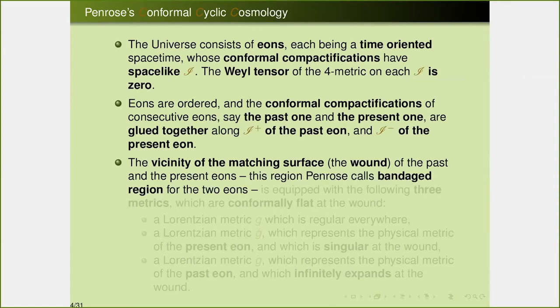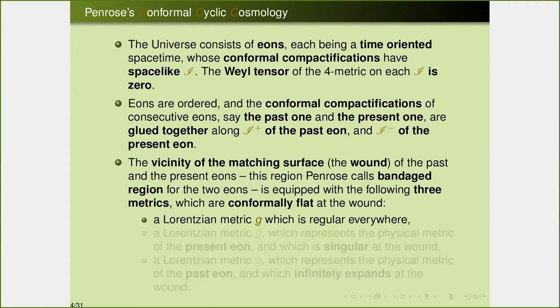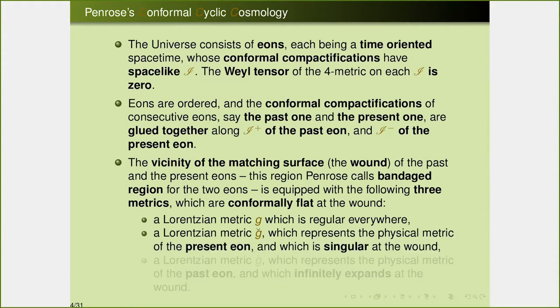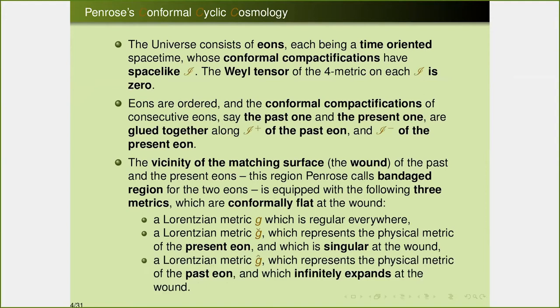This vicinity, this region, which Penrose called the bandaged region for the two eons, is equipped with the following three metrics, which are conformally flat at the wand. There is a Lorentzian metric, which is regular everywhere in the entire region. There is another Lorentzian metric, which represents the physical metric of the present eon, and this one is singular at the wand. And there is another Lorentzian metric, which represents the physical metric of the past eon and which infinitely expands at the wand, okay?